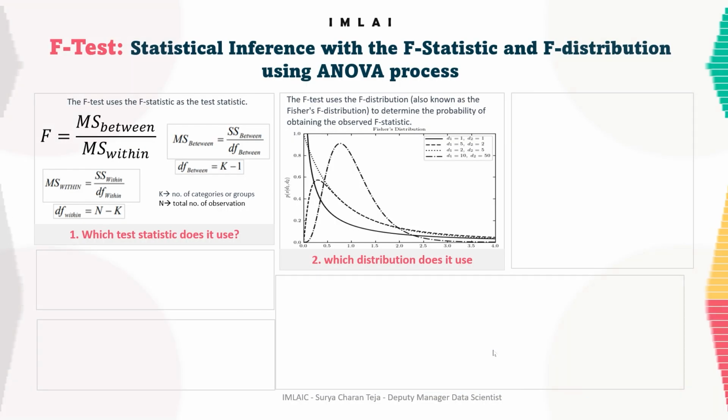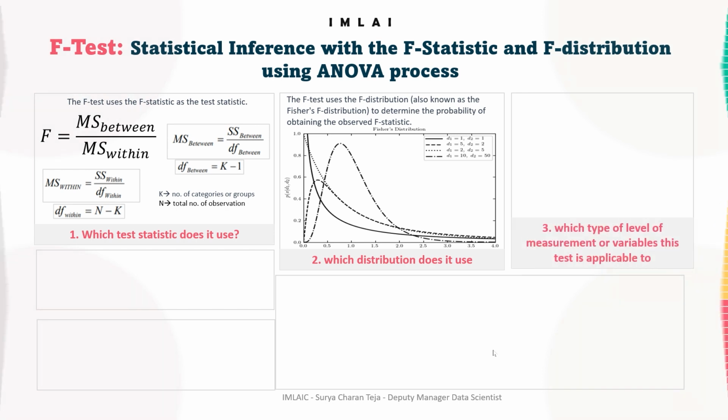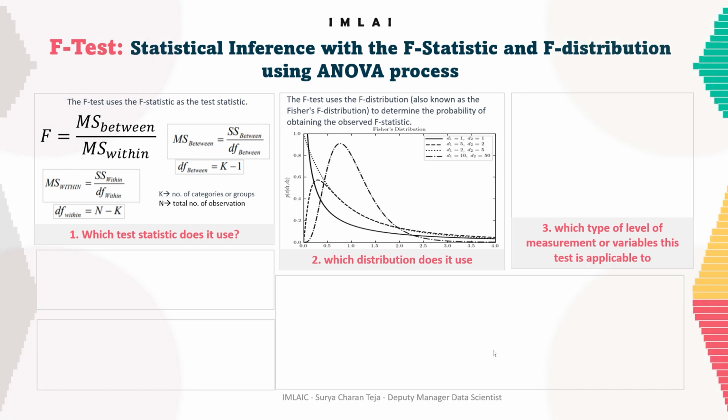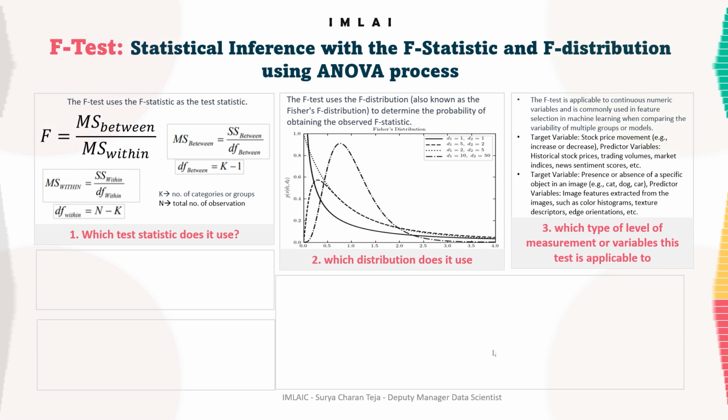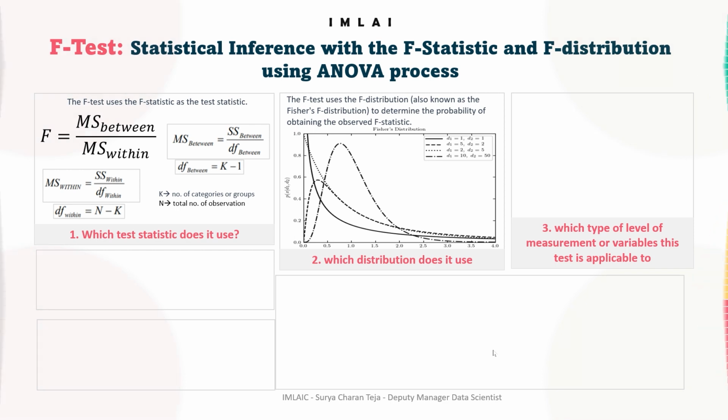So this is the distribution that the F statistic or F test is going to use in its process. And the third question that I have here is which type or level of measurement or variables this test is applicable to. So this F test is applicable to continuous numerical variables and is commonly used in feature selection in machine learning when comparing the variability of multiple groups or models.